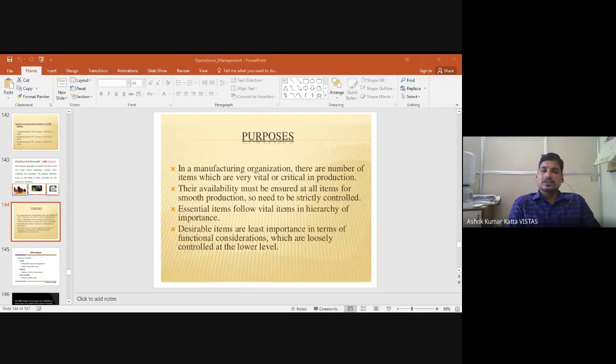Here also, even for the inventory you maintain at the organization, you must know whether it is vital inventory, essential inventory, or desirable inventory. What kind of inventory we have, how we need to dispatch it, and what the impact is, that also we need to study.